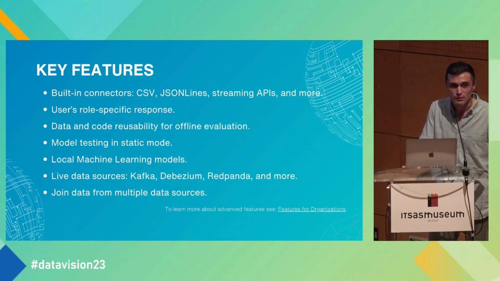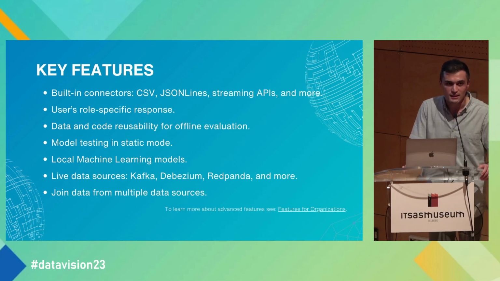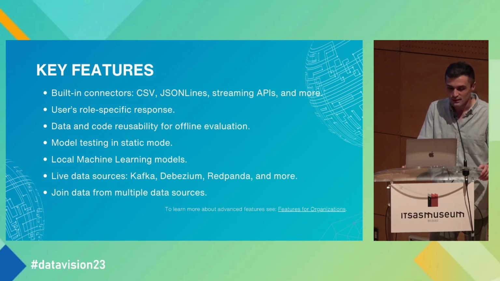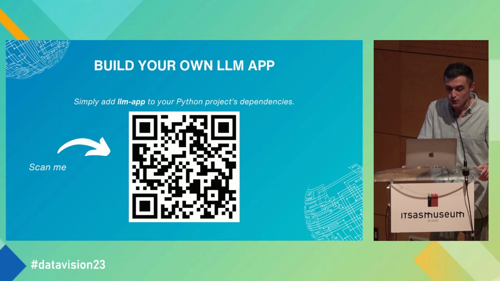And key features, as I said, a lot of built-in connectors. You can connect to Kafka, you can connect to Redpanda, you can connect to any other streaming data tools, right? And as I said, local machine learning models, we are building and supporting more of our private local models, which is good for enterprise. And if you want to give it a try yourself, it's easy to start. You can just add the LLM App to your Python project dependency, and you are good to go.